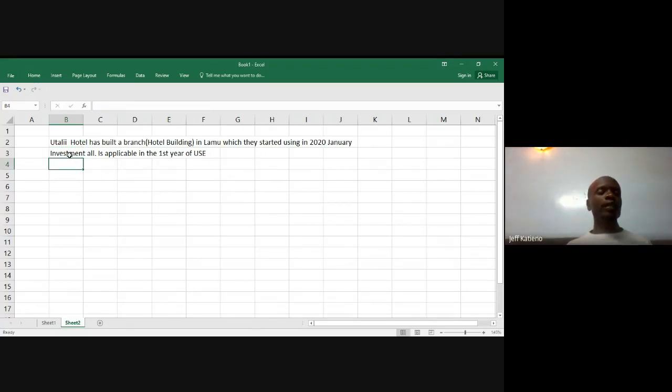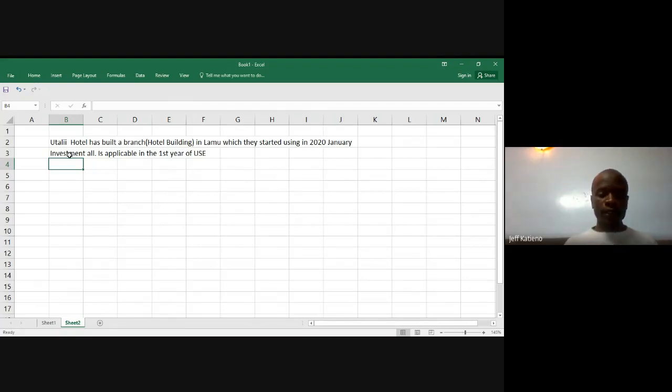So these nitty-gritties you must always be careful about, because sometimes you'll be told a building was completed in 2018 but was used in 2020, and then maybe you'd be tempted to start calculating investment allowance from the time it was completed, while the law says that you should start calculating investment allowance in the first year of use.